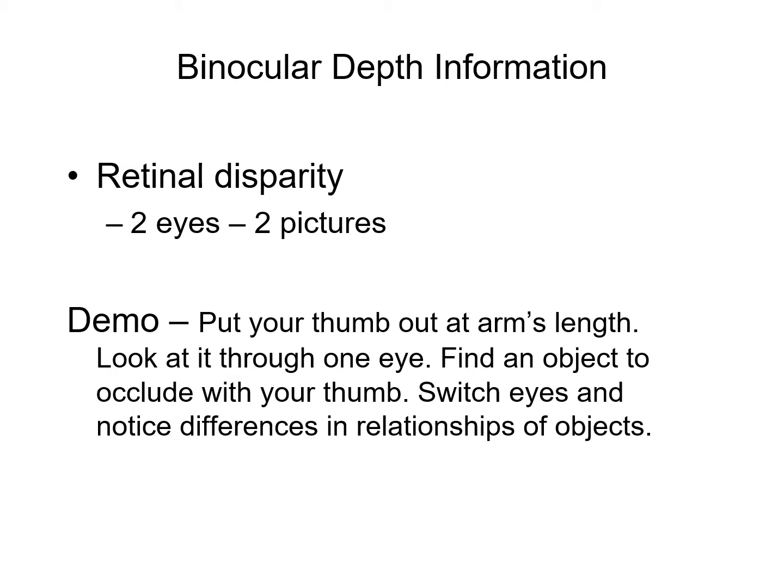So I'm going to block out this plant with my right eye closed and my left eye open. And then you switch eyes. You close your left eye and open your right eye. And what happens is your thumb is moved over to the left of whatever object you were occluding. So again, the two different eyes are getting two different pictures.